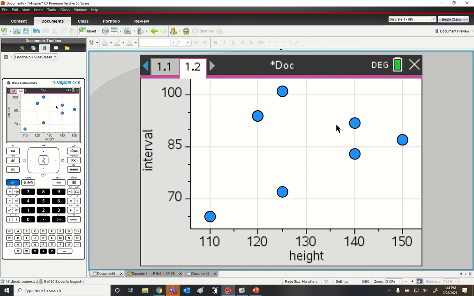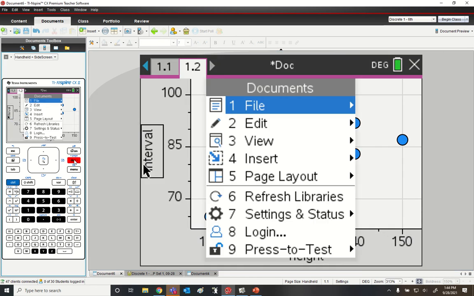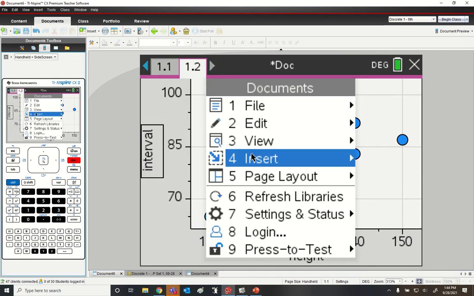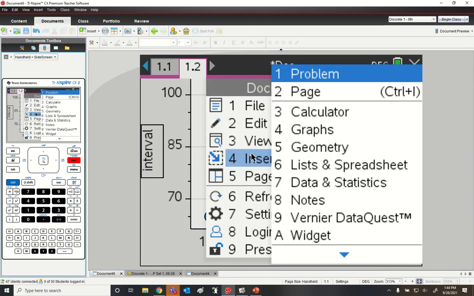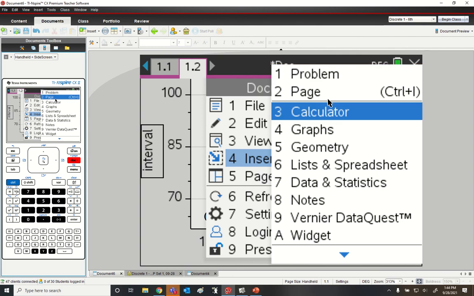Anyway, so I have my graph, I have my dots, and so now I'm going to go through doc, insert, calculator.